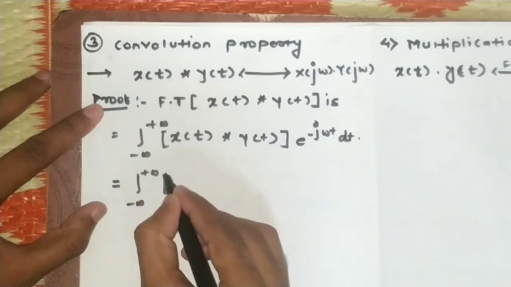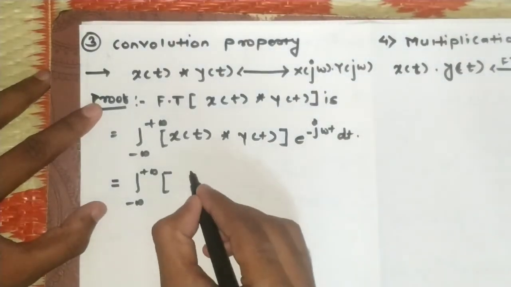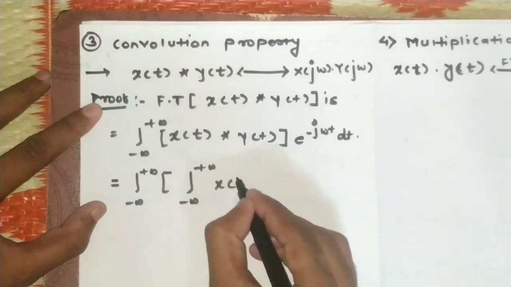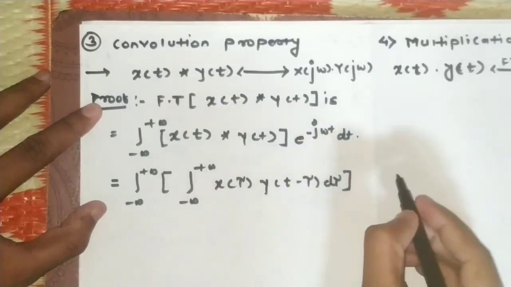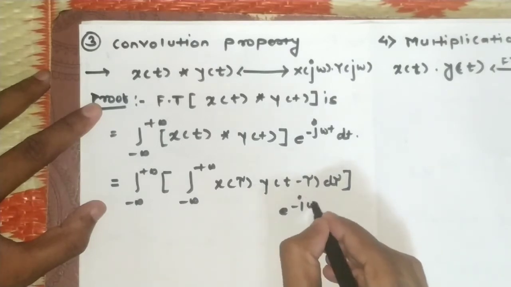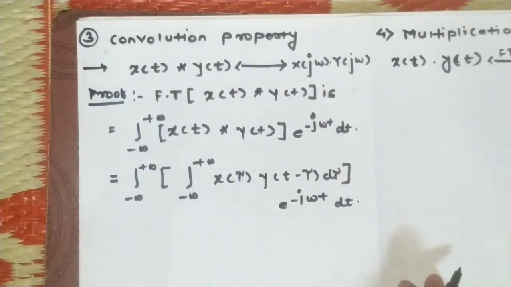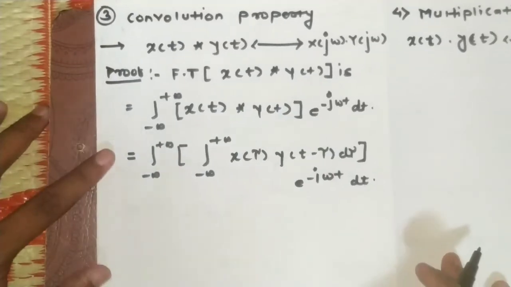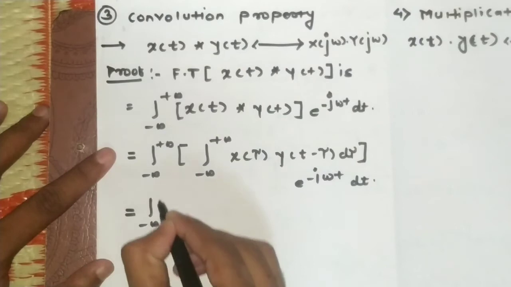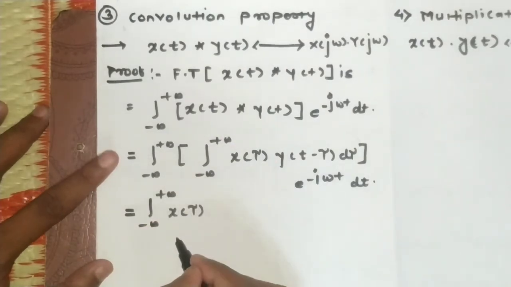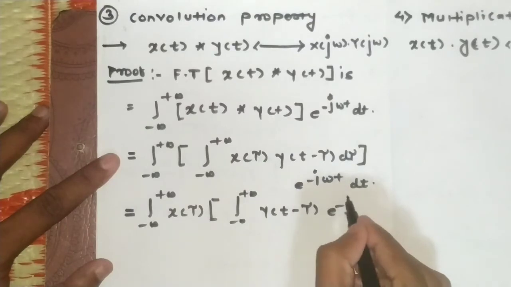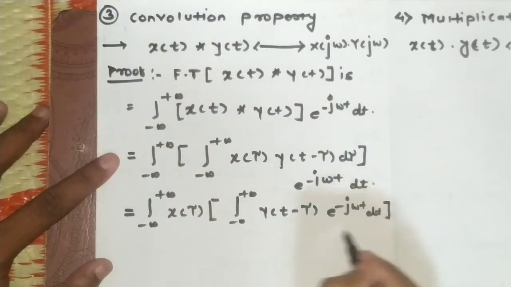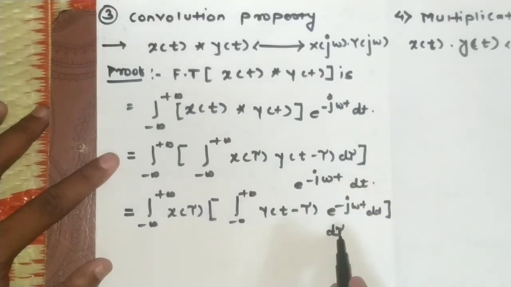We'll use the formula from linear time invariant systems, which is the integration of x(tau) times y(t minus tau) d tau. Now this entire term stays as it is, times e raised to minus j omega t dt. To simplify this set of equations, we'll concentrate on the term y(t minus tau). So I am simply rearranging the terms: integration of x(tau) times the integration of y(t minus tau) e raised to minus j omega t dt, and the last function as d tau.